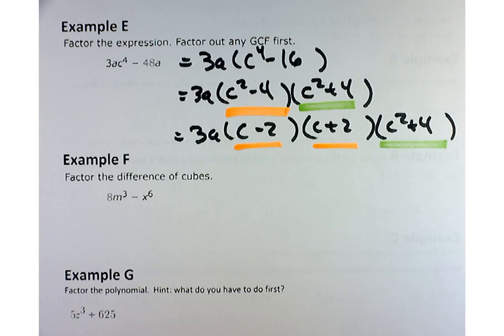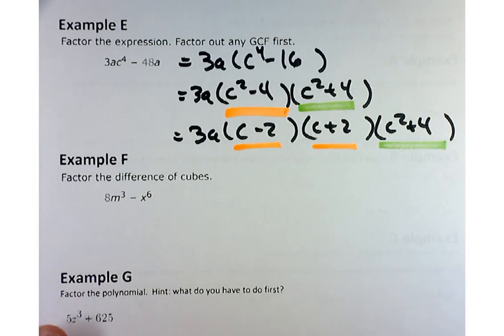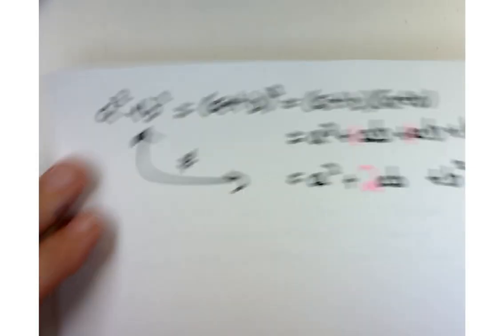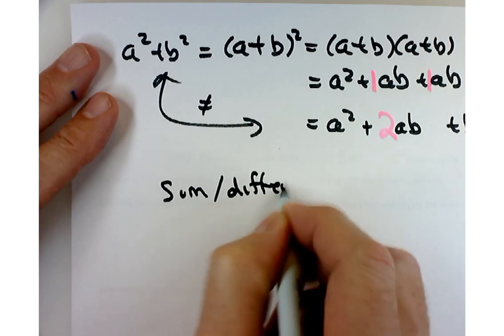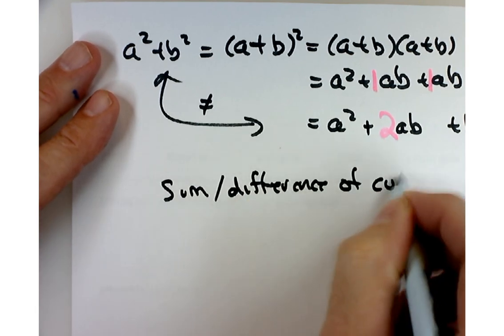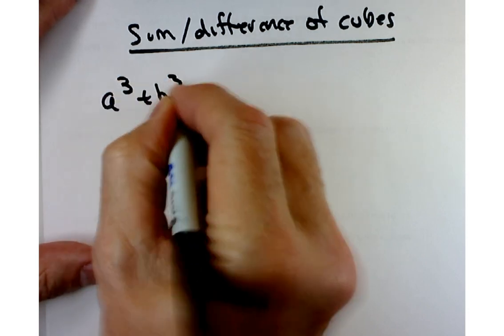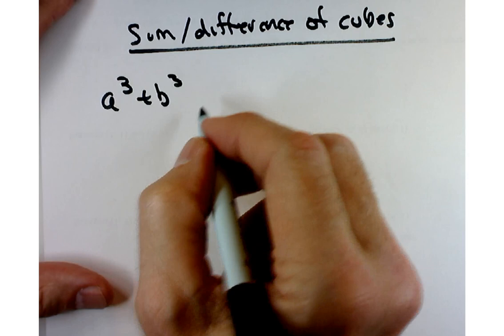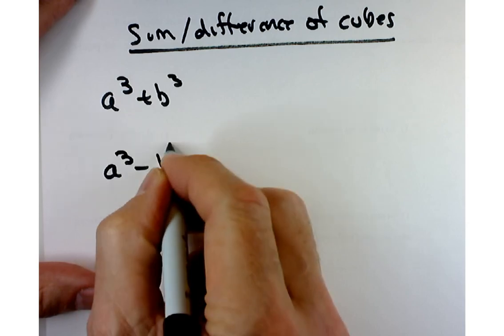Okay, time to expand our horizons a little bit more. We're going to work with the difference and sum of cubes. Are we good on example E? All right, let's finish up with the sum and difference of cubes. So the sum of cubes would be something like a cubed plus b cubed. And then difference of cubes would be a cubed minus b cubed.